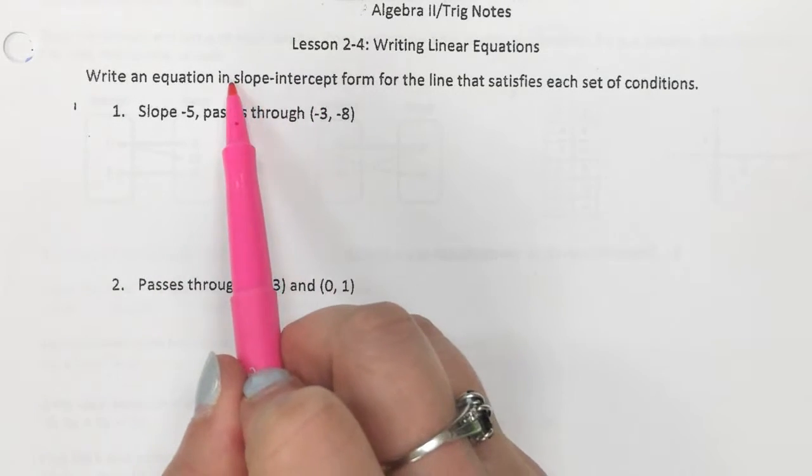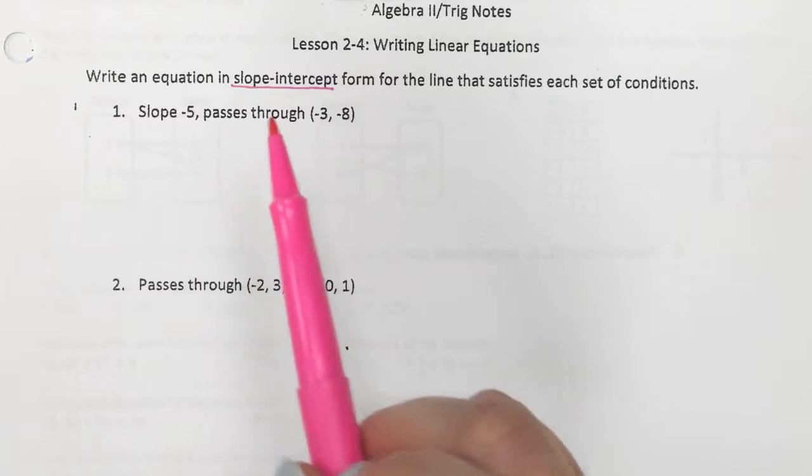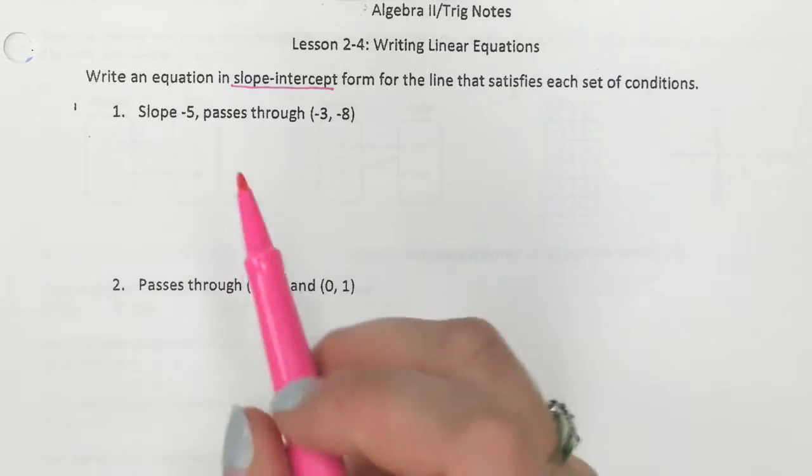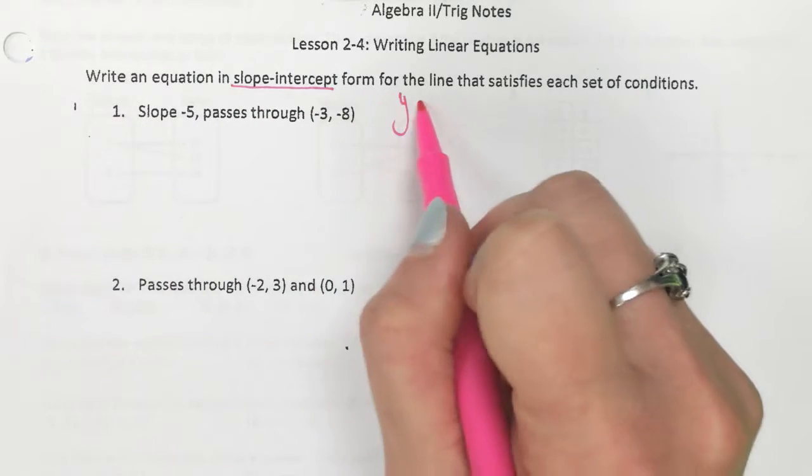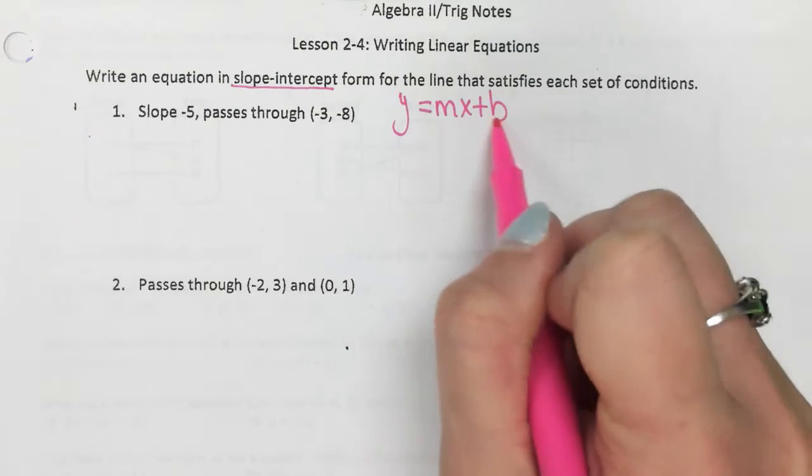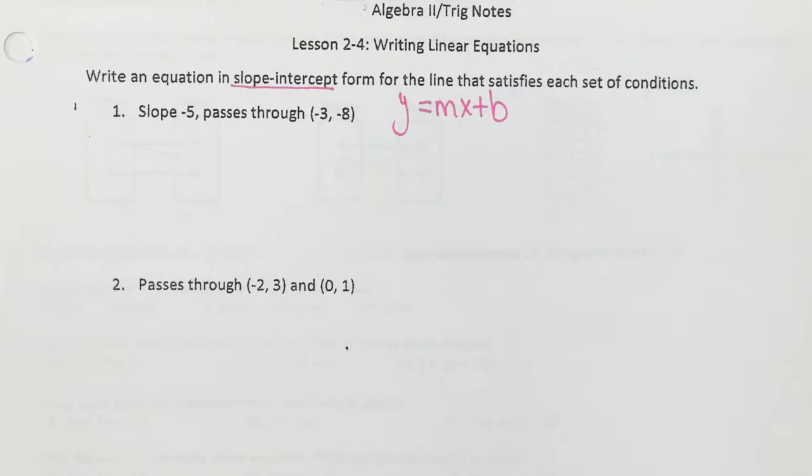All right, here we go. Slope intercept. What's the formula for slope intercept, guys? Y equals mx plus b. A slope intercept. That's just the slope formula. We're going to use that number 2.